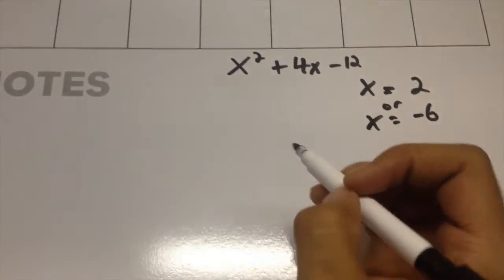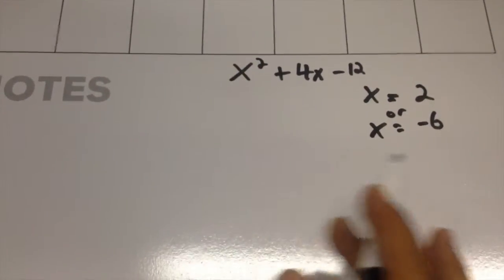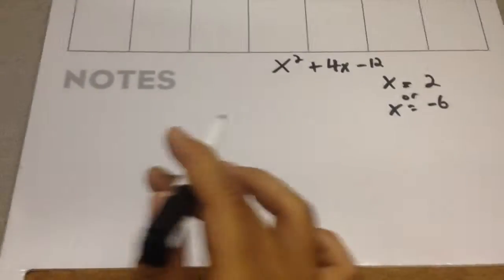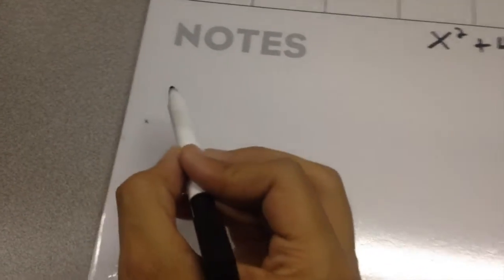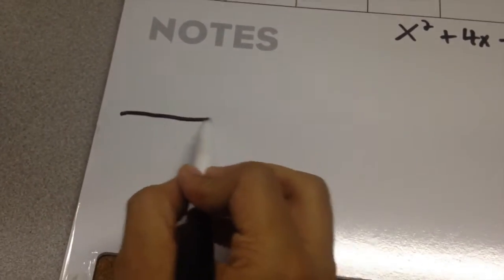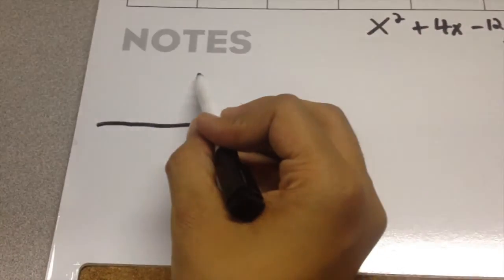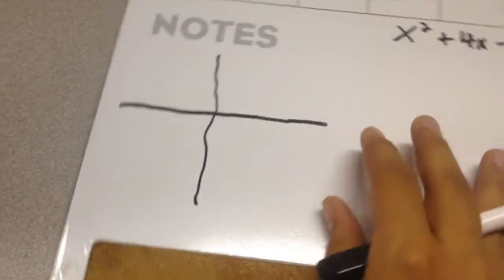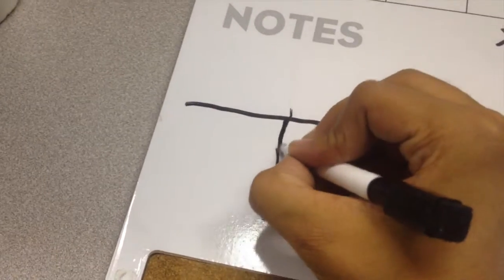So we came to the conclusion that x equals 2 or x equals negative 6. Now, those are the zeros. So when we're graphing a quadratic equation, we're gonna make the x-axis and the y. It's a little shaky, but let me just fix that up a little.